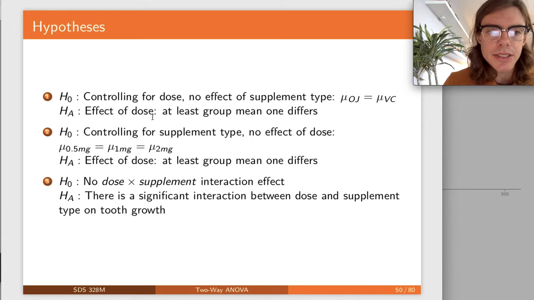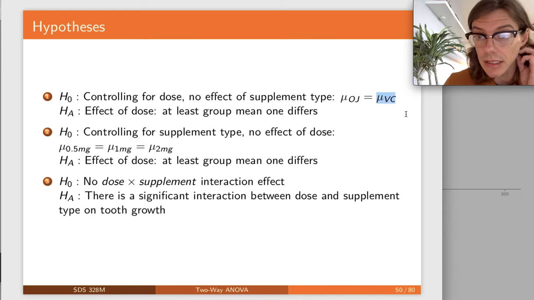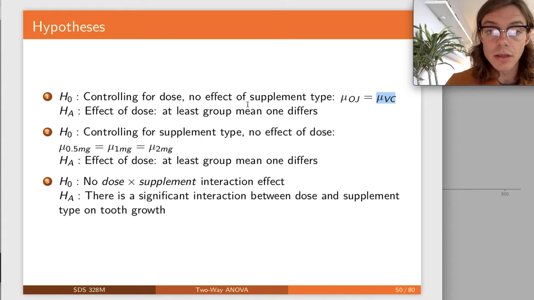This is fine. You could say, controlling for dose, no effect of supplement type. So the average for orange juice will be equal to the average for vitamin C tablets. And the alternative is just that at least one is different. Because in this case we have 2, so they're different. There is an effect of dose. For your second null hypothesis, controlling for supplement type, no effect of dose, right? Which is saying the average for low dose is equal to the average for middle dose is equal to the average for high dose, controlling for supplement type.